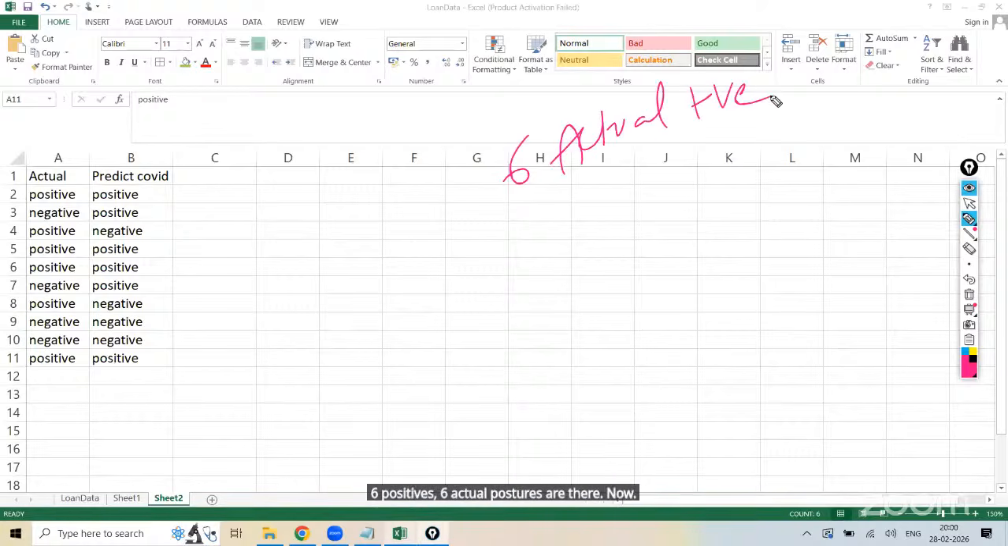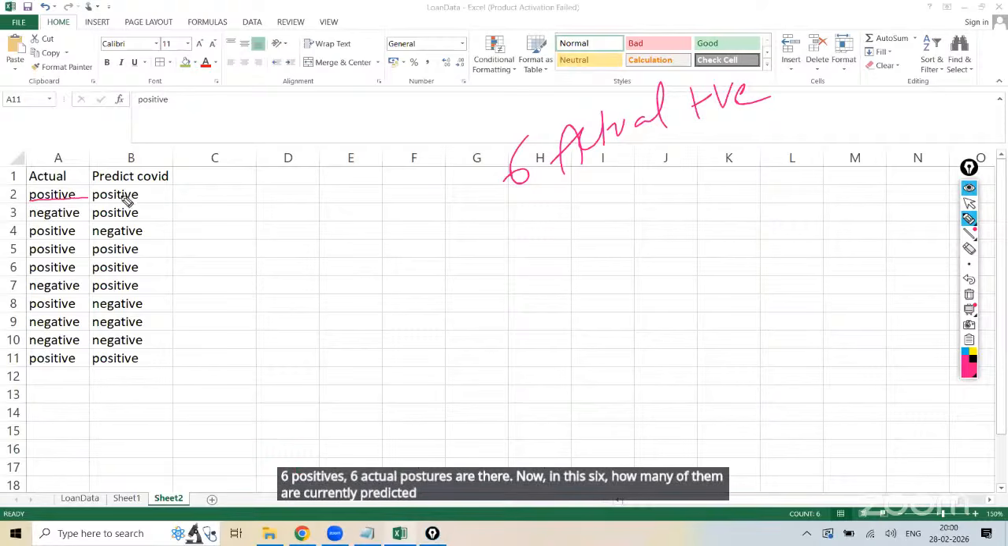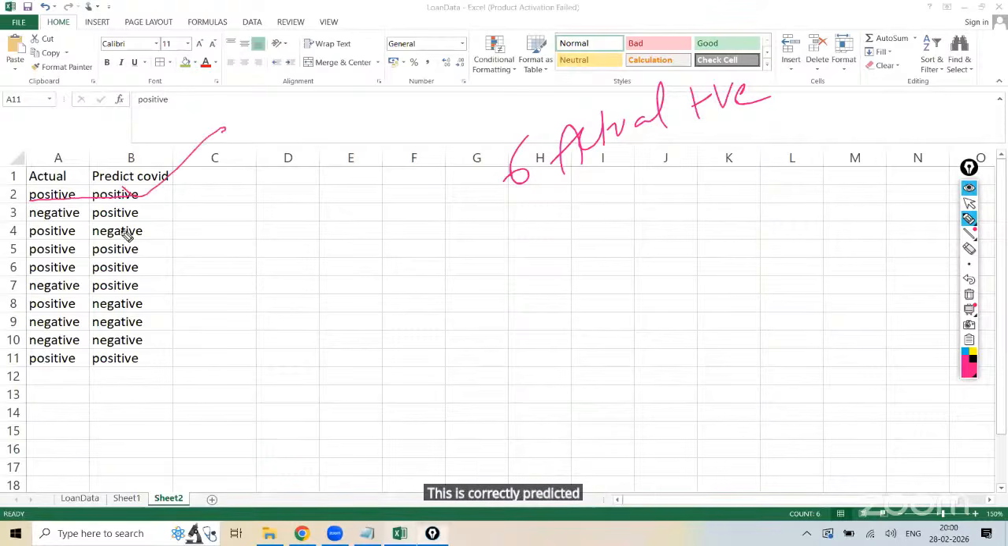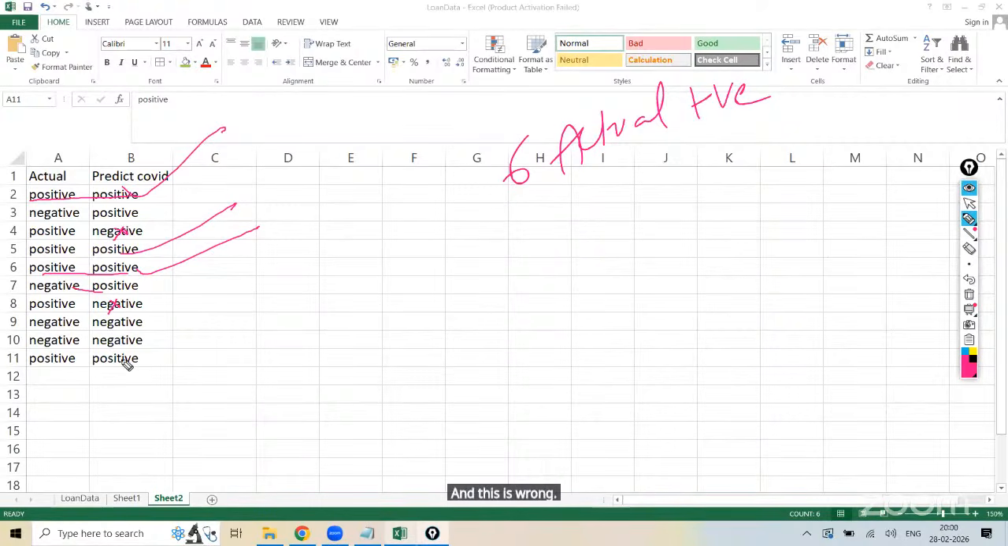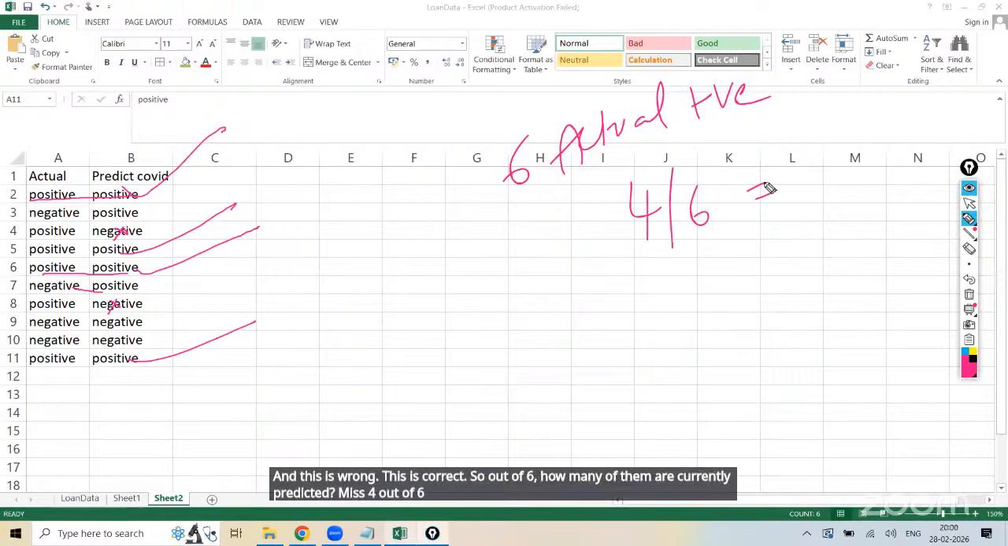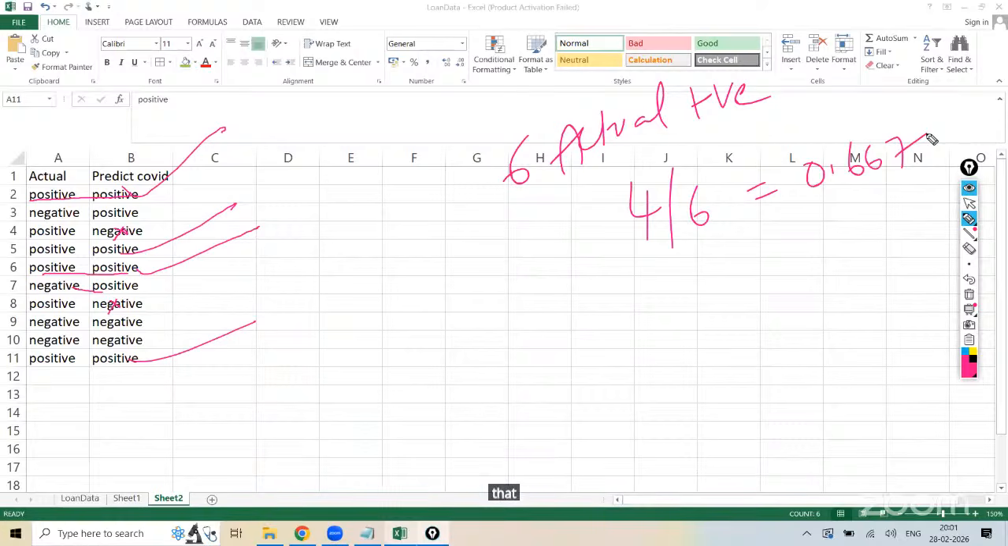Now in this 6, how many of them are correctly predicted? Within this only, within the 6 only. Remaining 4 you should not observe. Within the positive records only, how many correctly predicted? This is wrong. This is correct. So out of 6, how many of them are correctly predicted? 4 out of 6, which is nothing but 2 by 3, 0.667. That is called recall of positive.